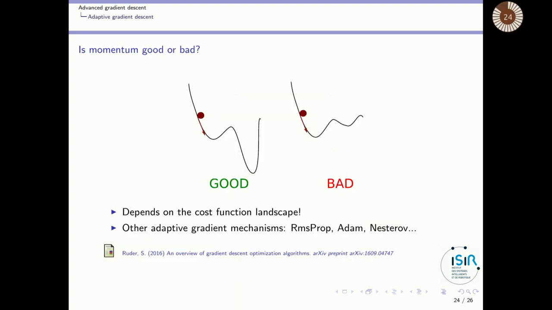But I wanted to show you that momentum can be a good idea, but it can also be a bad idea. So in that particular context, due to momentum, your gradient will go over this bump and fall into this one. So that's a very good idea to use momentum here. But in that particular case, you will also go over this bump and end up in that one. So that's a bad idea because this minimum is worse than this one. Okay. So in fact, using those adaptive gradient techniques might be good or bad. That depends just on the cost function landscape.